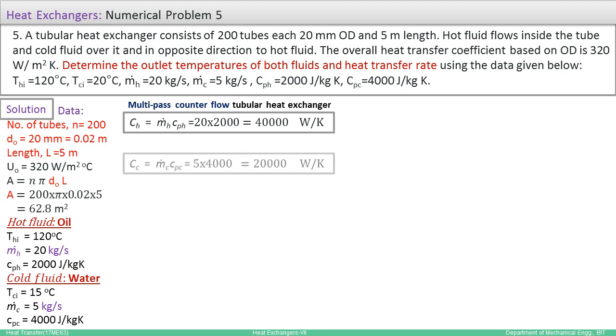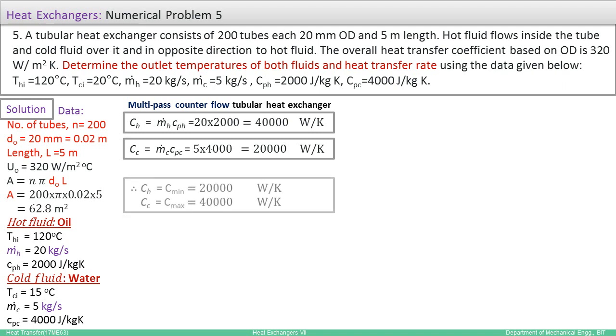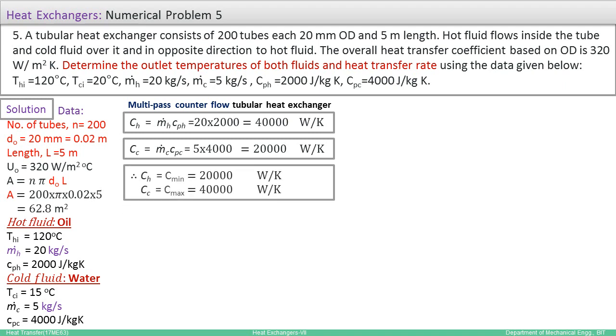And similarly we find out C_C, that is heat capacity of cold fluid, m dot C into C_pC, which is 5 into 4000, we get 20,000 watt per Kelvin. And we have to decide the minimum and maximum heat capacity there. Minimum heat capacity is that of hot fluid, that is 20,000 watt per Kelvin, and maximum heat capacity C max is 40,000 watt per Kelvin.